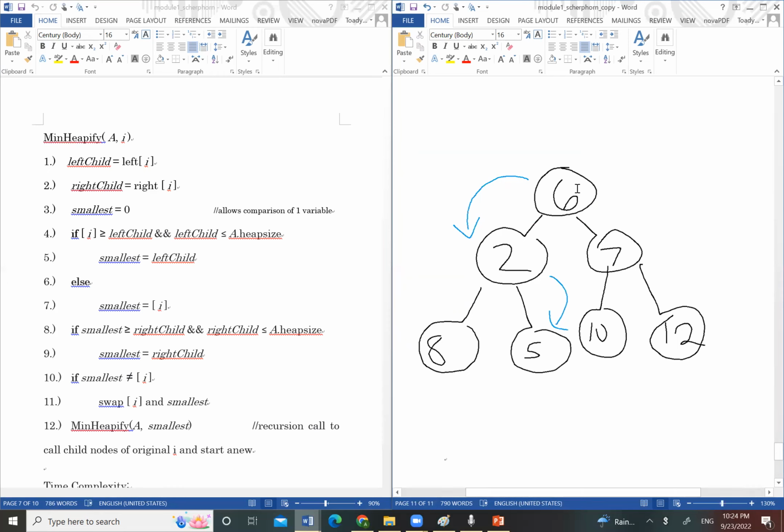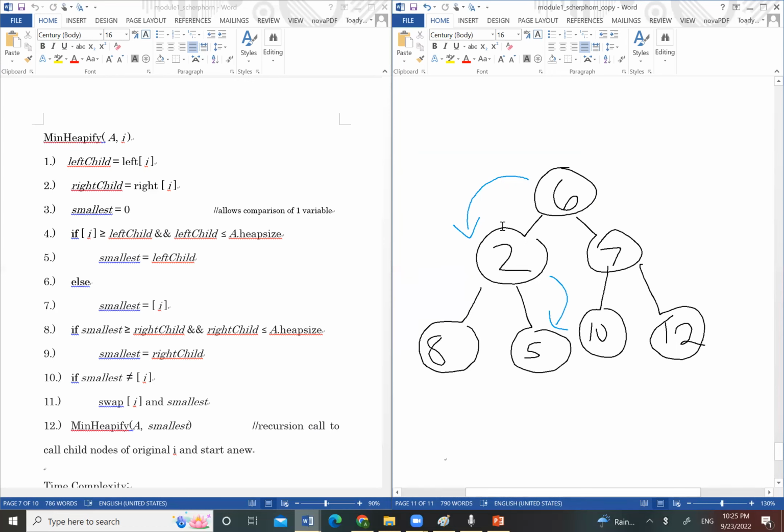So let's start with 6. Let's say I is at 6, so index 1, but we'll say it's 6. So the left child of I, index 1, 6, is 2, and the right child is 7. Right now we don't have a smallest yet, so we're just finding the smallest. And once we find the smallest, that'll be the end of the determination.